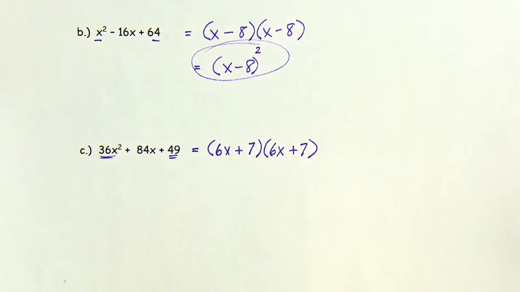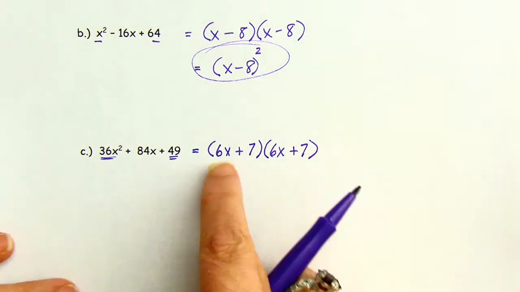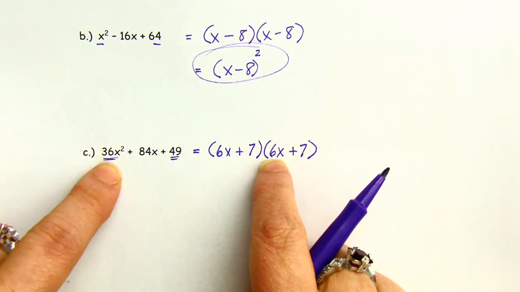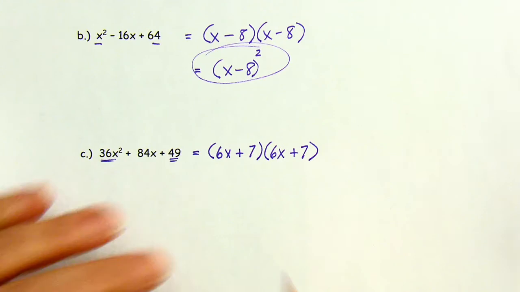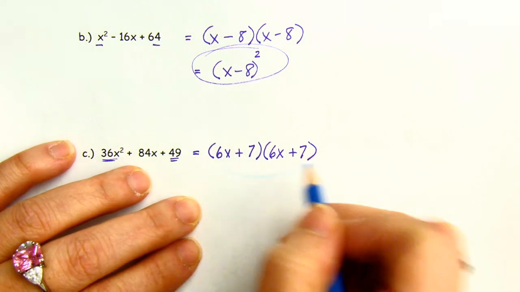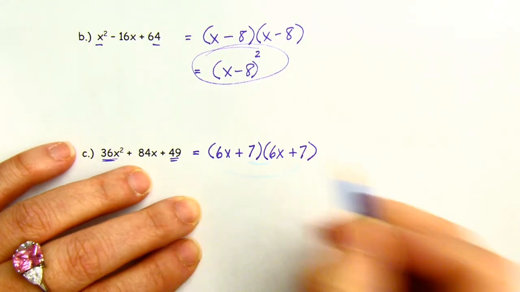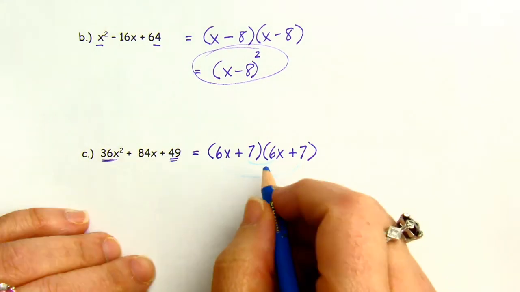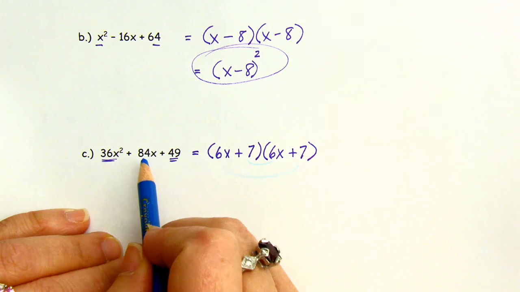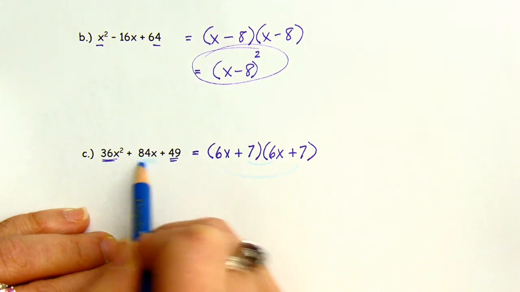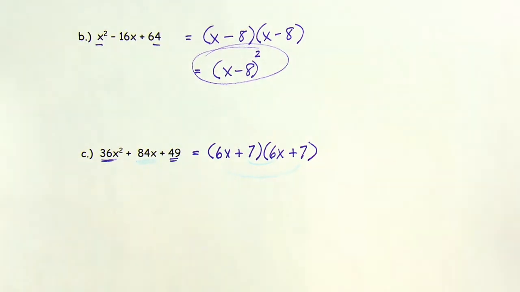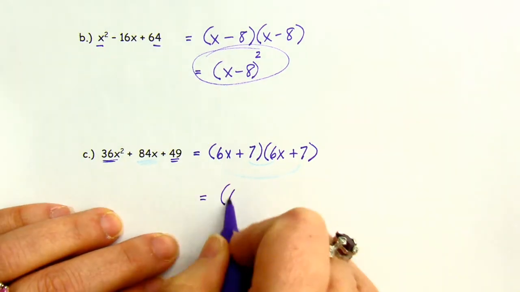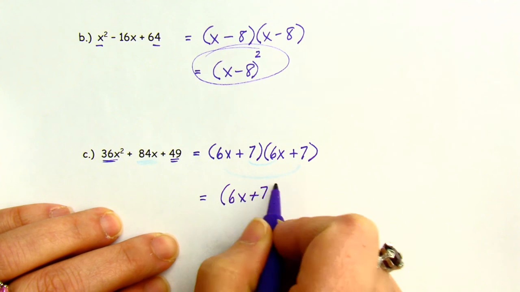Now I want to check with a FOIL. 6x times 6x is 36x squared. This here, 7 times 6, is going to be the same as this 7 times 6. That's 42 plus 42. 42 plus 42 is 84. So that works. And 7 times 7 is 49. It works. And since I have two that are exactly the same, I'm going to write it as a single binomial raised to the power of 2.